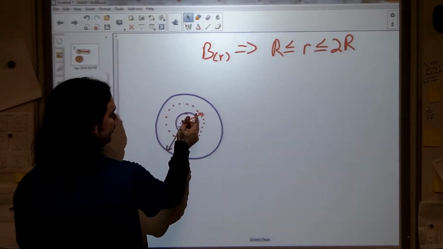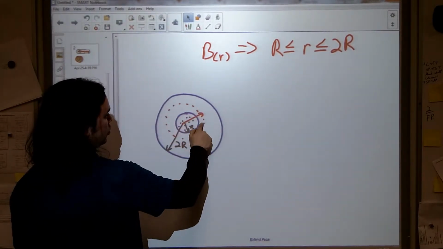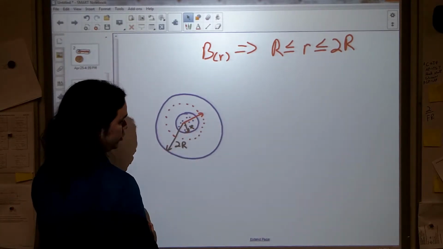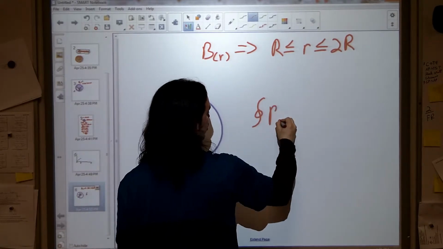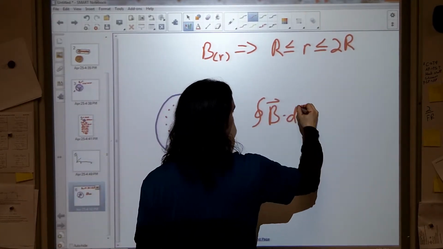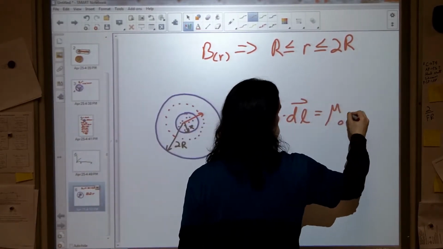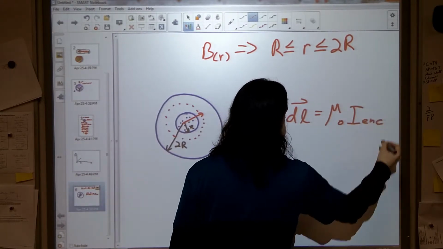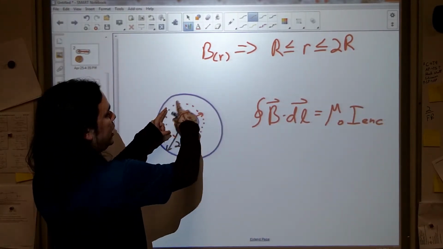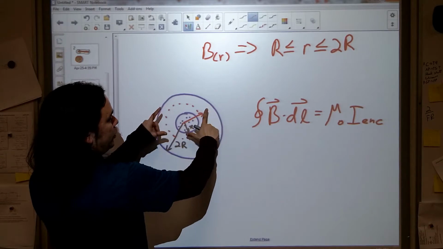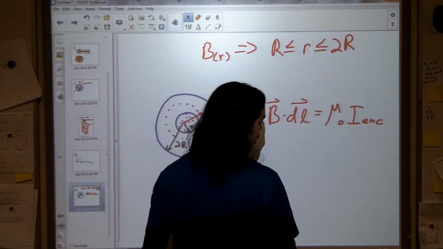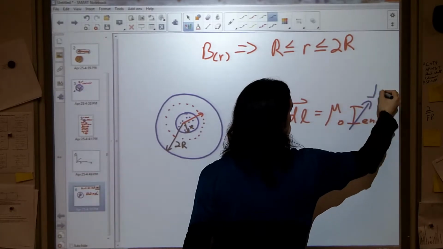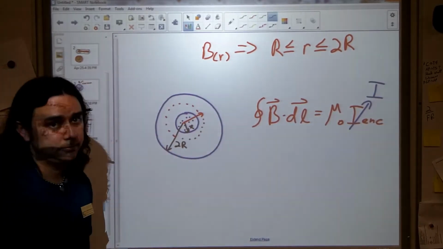Again, the magnetic field from this one is going to go counterclockwise. We're also going to integrate in that direction. I'm going to set this up real quick. We have the closed integral of B dot dl equals mu naught times our current enclosed. And here's the beautiful part. Now we're not in an area where, as we go farther out, we get more current. In this section, our current enclosed is simply I.